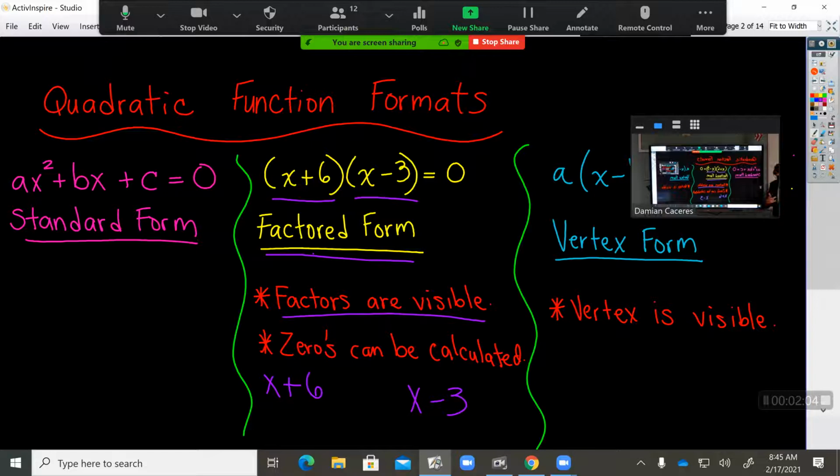Now we get to something that you've already learned before. If the factors are visible, that means the zeros can be calculated. Zeros, we use the zero product property, which just means you make them equal to 0, yeah? Yeah.